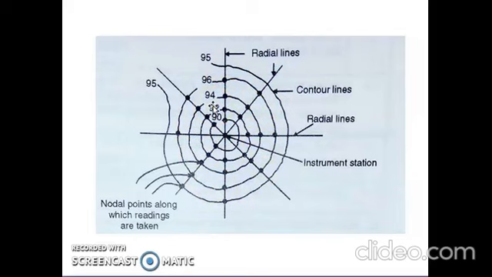These points are called nodal points, along which readings are taken. The dots which are marked are the points where the readings are taken. The lines connecting these points of equal elevation are called contour lines, and the lines along which the readings are taken are called radial lines. So this is the radial method for contouring using a tachyometer, the tachyometric method.